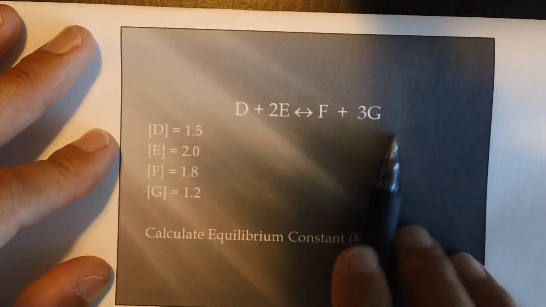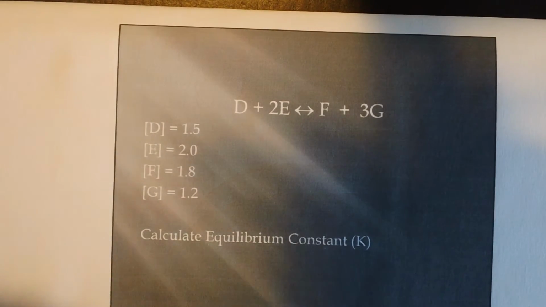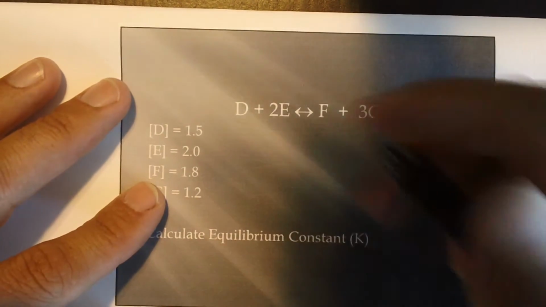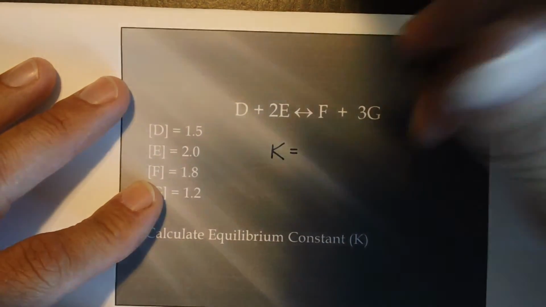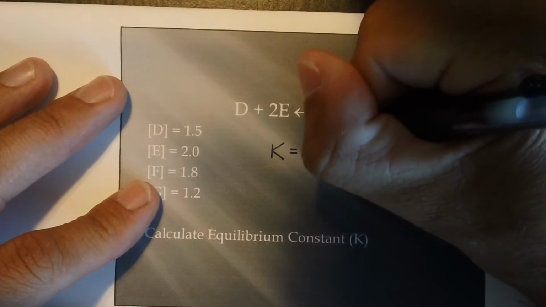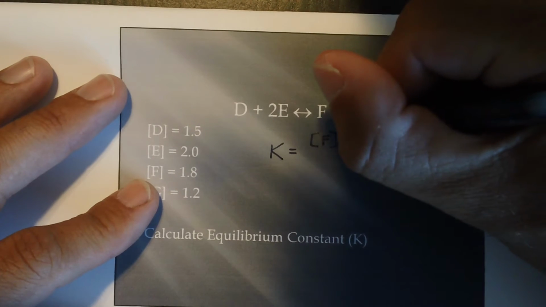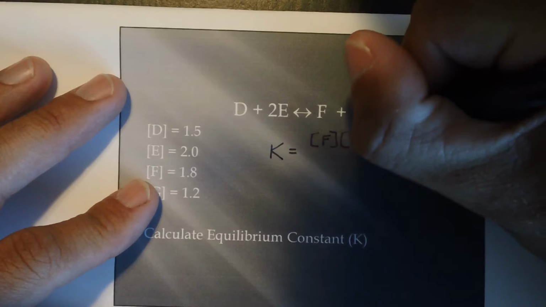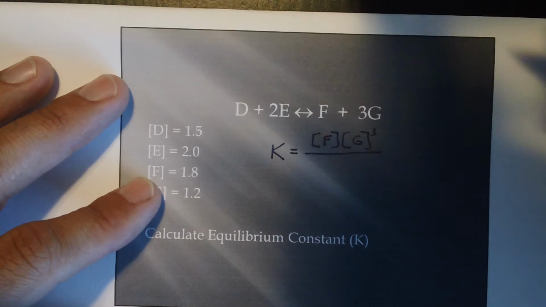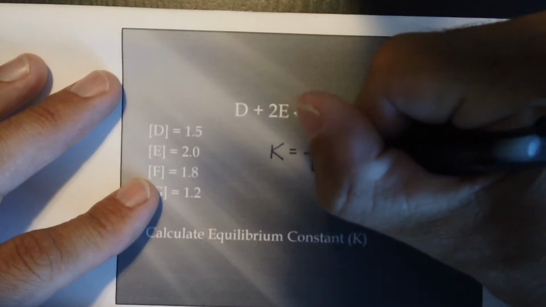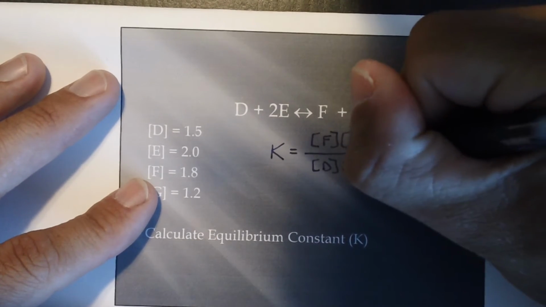So here we go. They give us an equation. It says calculate the equilibrium constant. They give us values for all of these. How do I do this without a calculator? So here's what it looks like. K would be equal to the concentration of products. So we have F. Its coefficient is 1, so it's raised to the first power. We don't have to write the 1. Times G cubed. Those are our products, divided by our reactants, which would be D raised to the first times E squared.